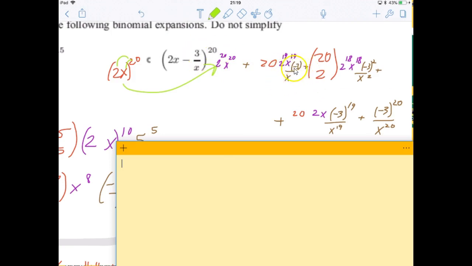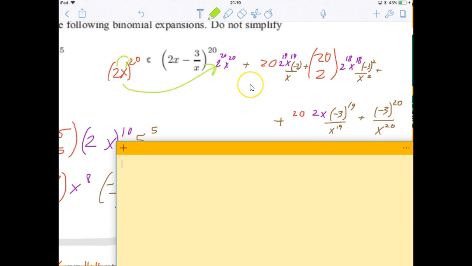3 divided by x. And notice I put negative 3 in parentheses to show that it's a multiplication of negative 3 and not a subtraction of negative 3. In the third term, I have negative 3 in parentheses squared, and in the bottom I have x squared also. Finally, in the next to last term, I have negative 3 in parentheses to the 19th power, and the bottom is also x to the 19th power.